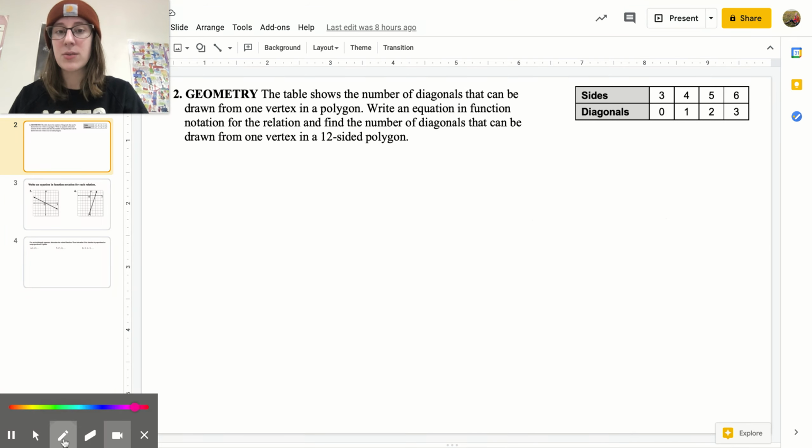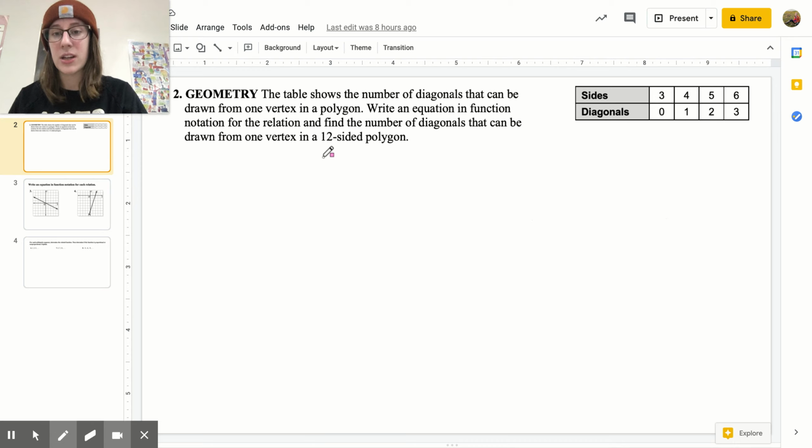It wants us to write the equation in function notation for the relation. There's a lot of information that we don't necessarily need, but that they give us in the context of why this is important. This is a story problem. So we want to look at sides and diagonals. It seems like the diagonals depend on the sides, so I'm going to call the diagonals y. Y is the dependent variable, and we'll call the sides x.